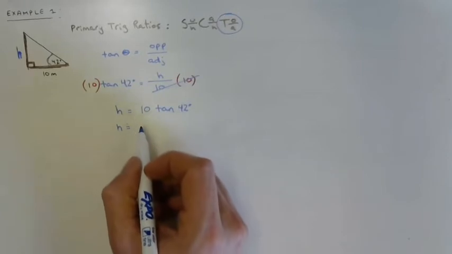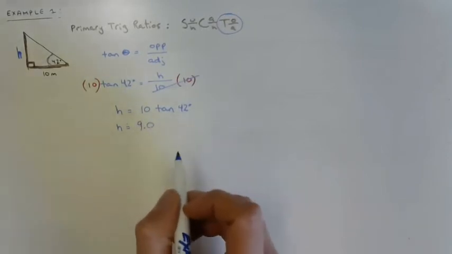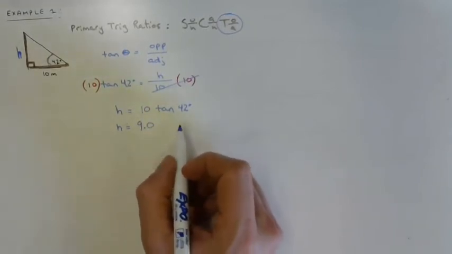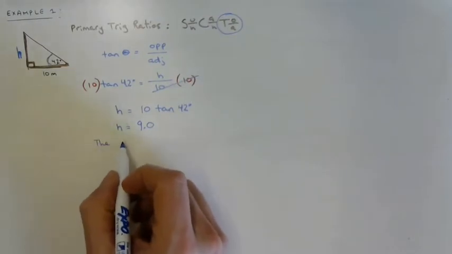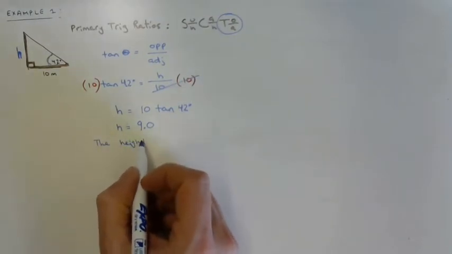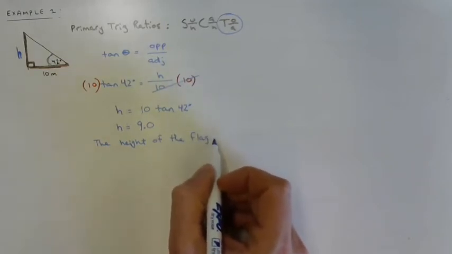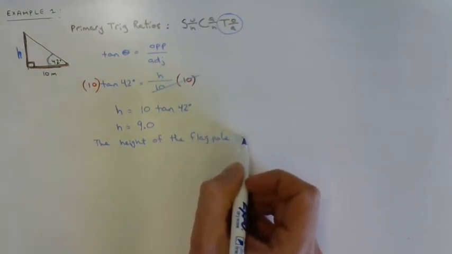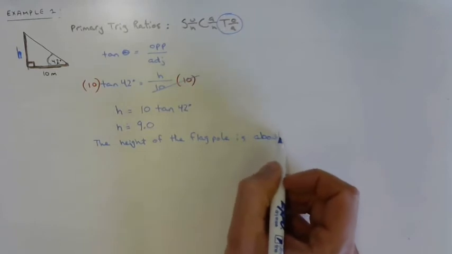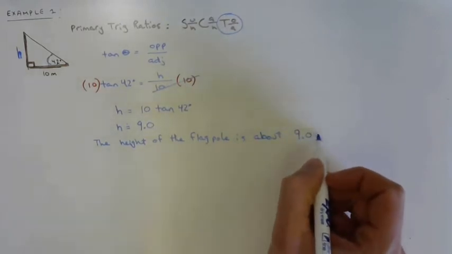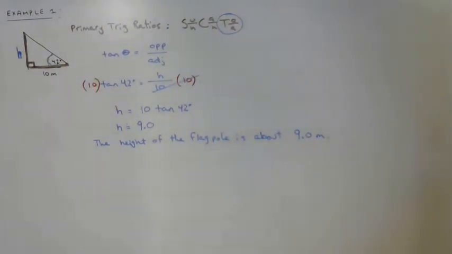So the height of the flagpole is about 9 meters. That's the use of one of the tools in your toolbox, primary trig ratios, SOHCAHTOA.